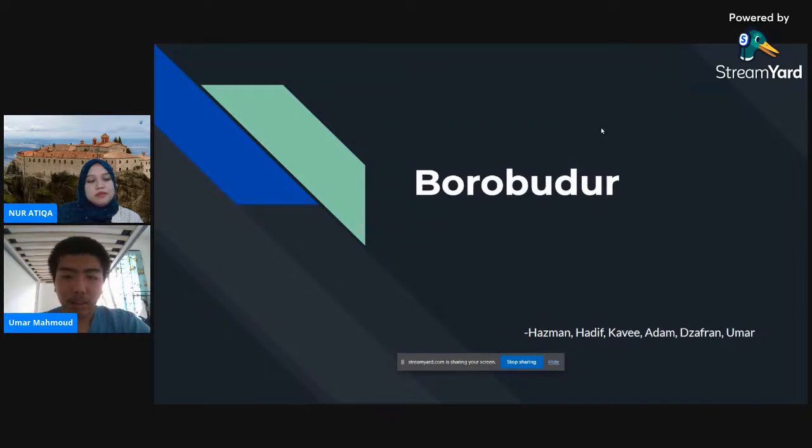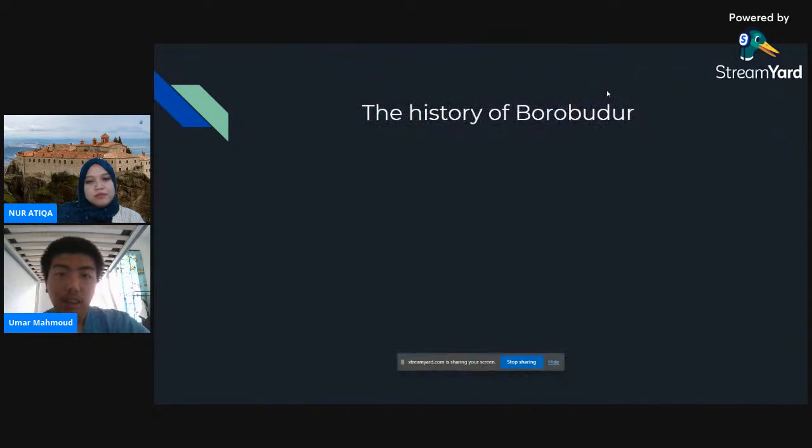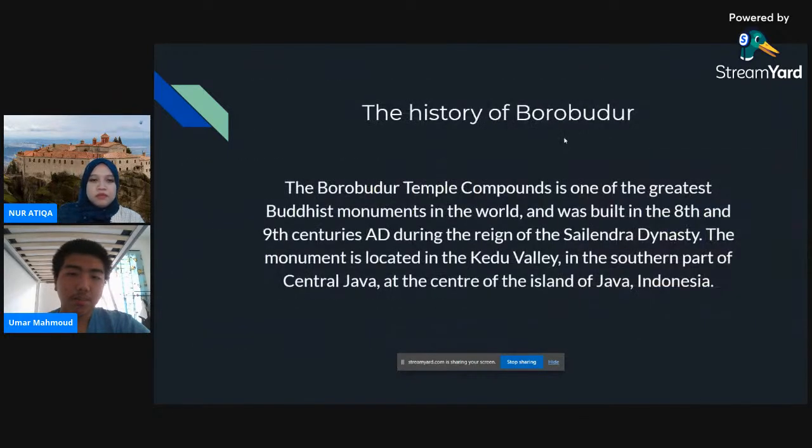Assalamualaikum warahmatullahi wabarakatuh and good morning. So today we're gonna talk about Borobudur. So this is the temple of Borobudur. So, the history.